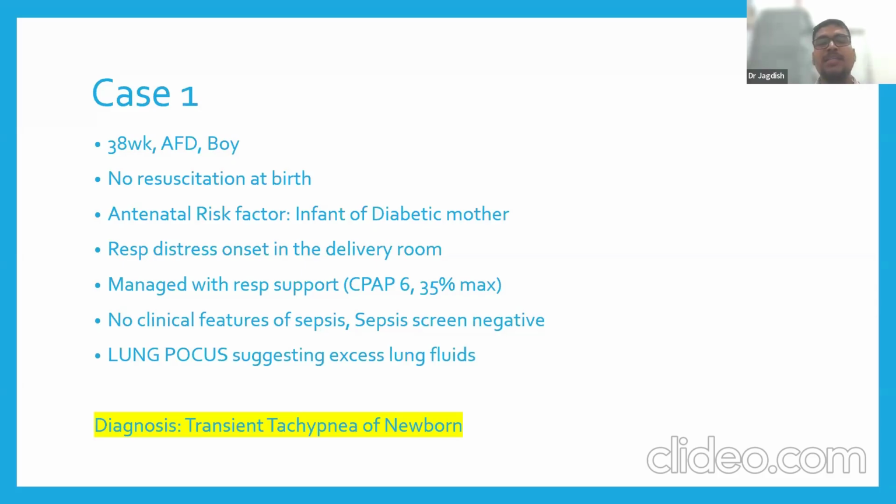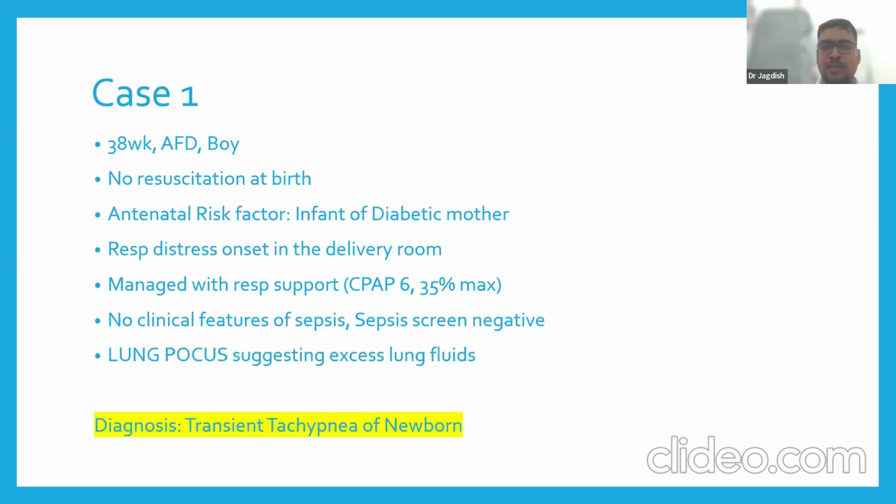But again, transient tachypnea of newborn is a diagnosis of exclusion. So we have ruled out sepsis here. We have ruled out RDS or meconium aspiration here, and finally we put the diagnosis of TTNB. This is the common picture that you see day to day in our NICUs.